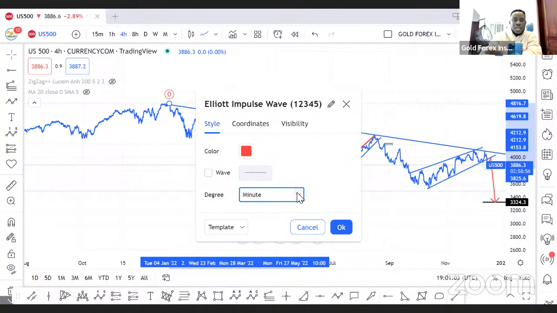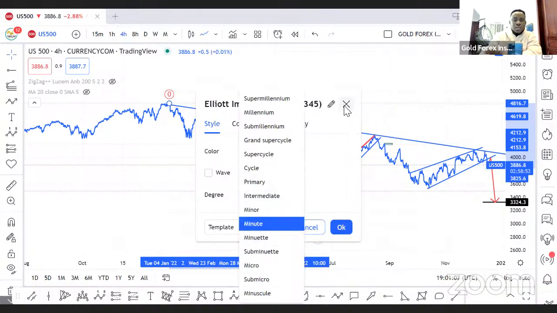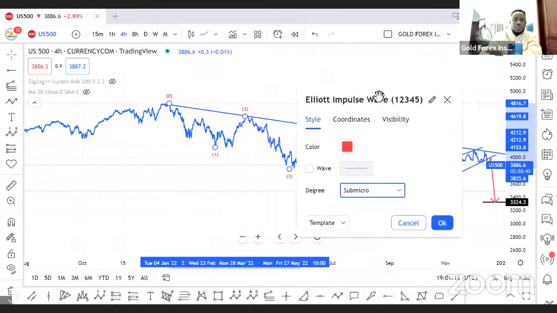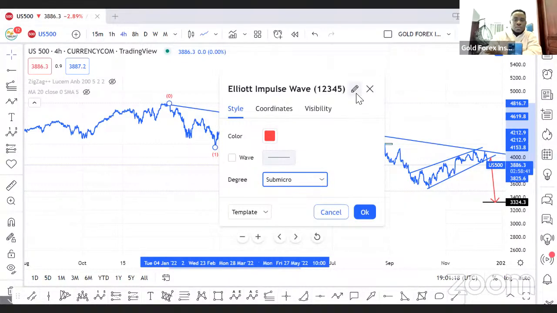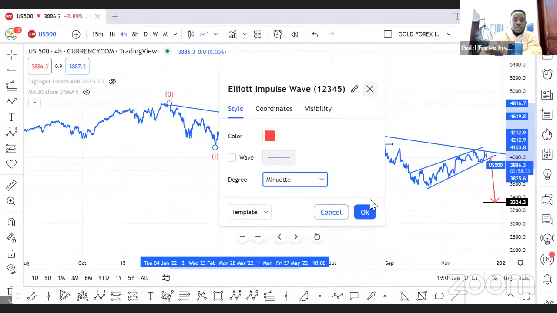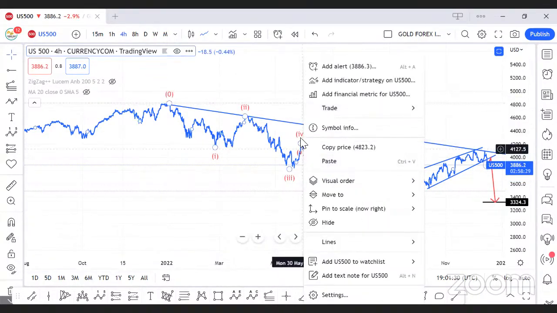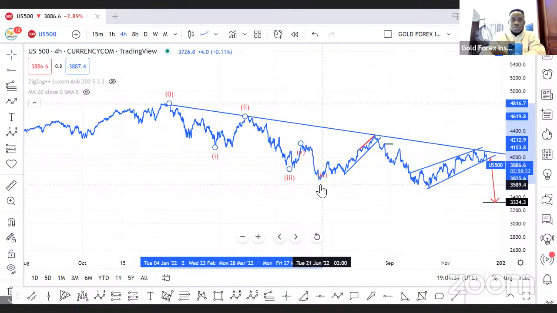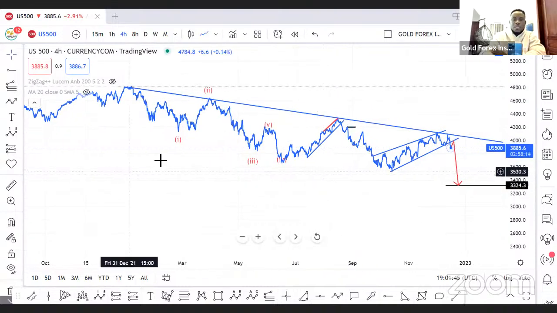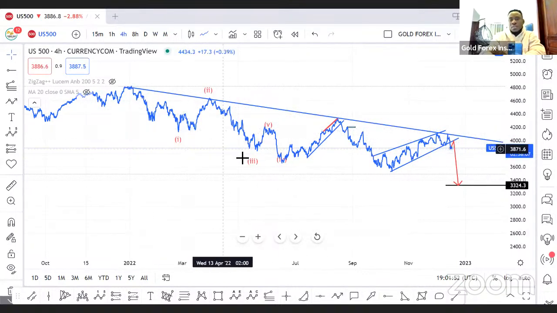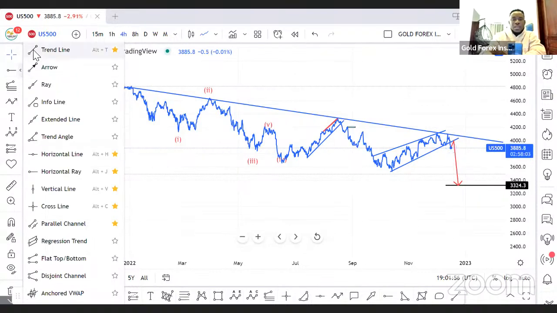Which one gives us the I? Okay. So that's coming. But this is like a leading diagonal.